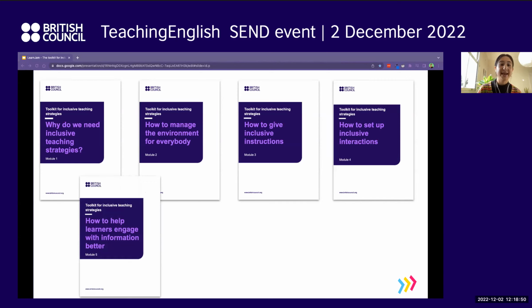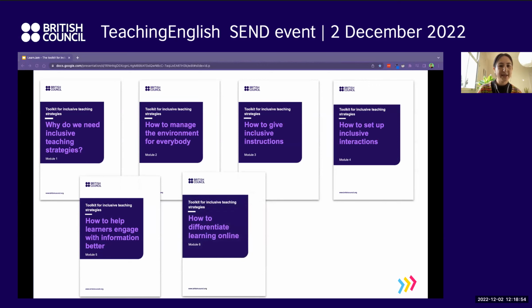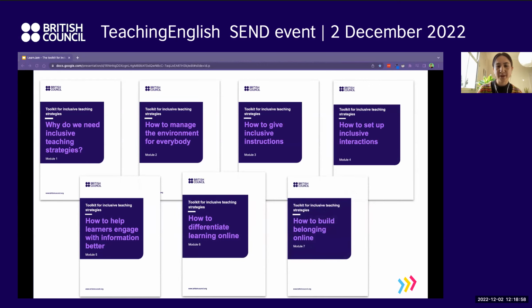How to help learners engage with information better. How to differentiate learning online. And then how to build belonging online. So this toolkit is flexible, so it's not designed to be done in order.